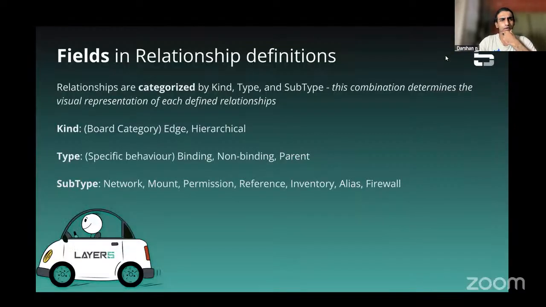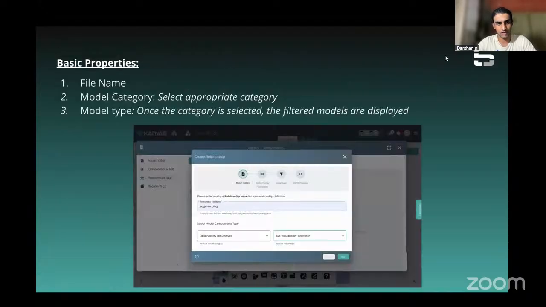Right now, let's go on with the fields of a relationship. About the UI method of creating a relationship, I'll be showing it along with the fields used in a relationship. I'll show you in the next slide. The main criteria which differentiate one relationship from another are the kind, type, and subtype fields. As I showed before, we have edge, hierarchy relationship, binding, non-binding, parent, and subtypes such as network, mount, permissions, reference, and much more. I'll show you how you can define each of these relationships.